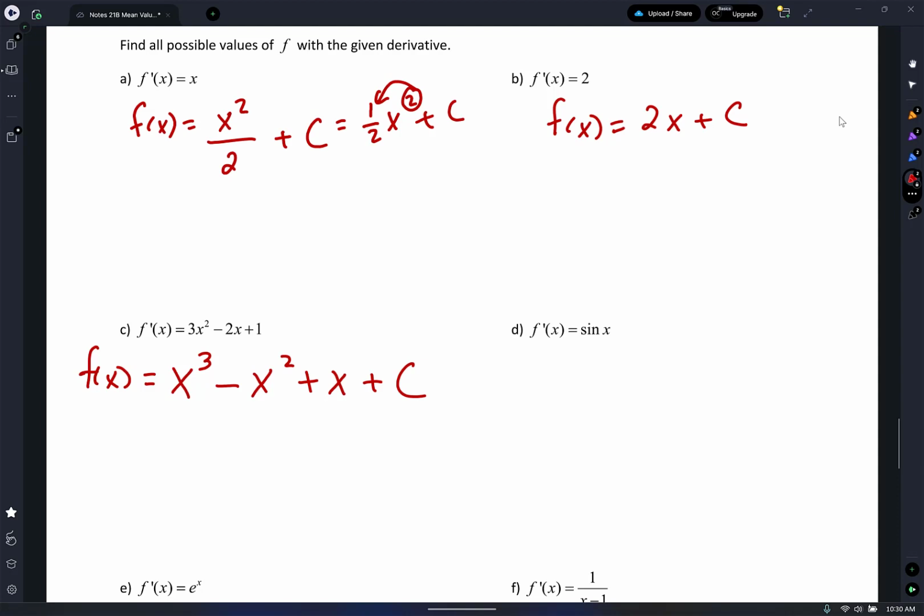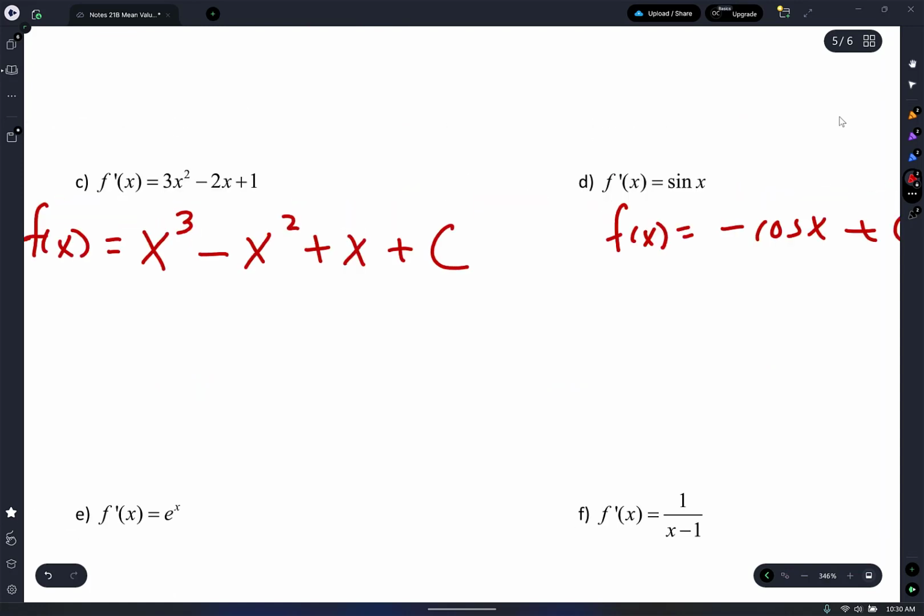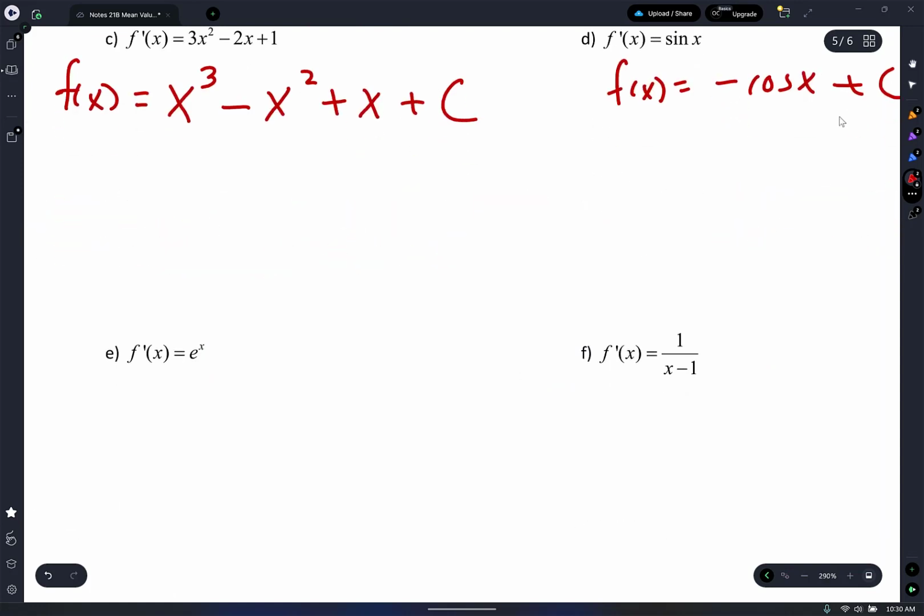What's the derivative of sine x? Oh, I'm sorry, the antiderivative of sine x. Negative cosine x plus c. Didn't get tricked. The derivative of cosine is negative sine, but does that have a negative? No, so you've got to put a negative with the cosine. Cool or not cool? Cool. Let's go to letter E. That's the antiderivative of e to the x. These are the easy ones. E to the x plus c.